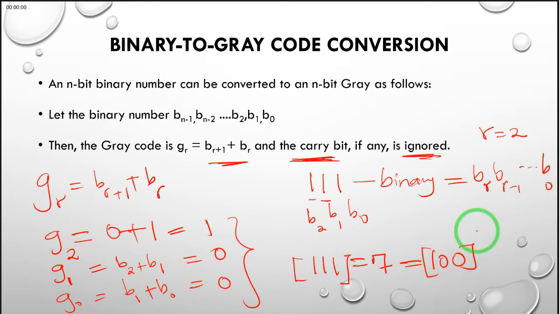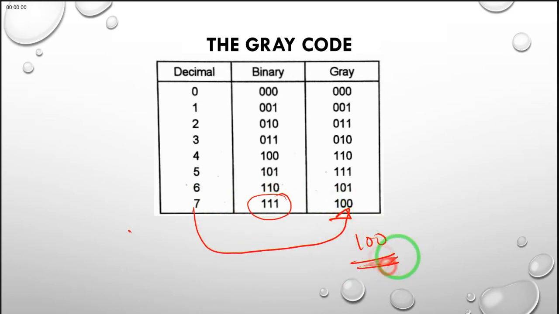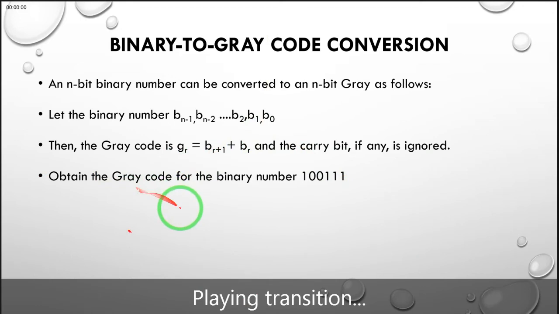And therefore, if we check our table, you can clearly see that what we had used to represent 7 in binary is 111, and when we have converted it to gray code, it becomes 100, just like we have seen. So we have an example here now.